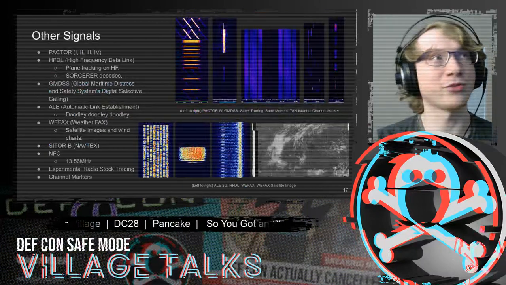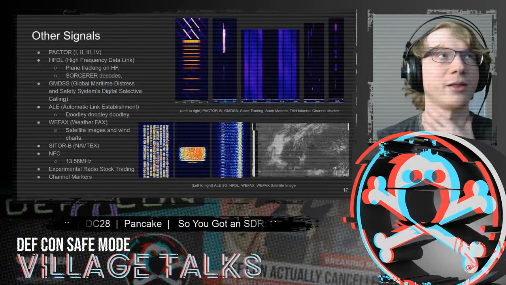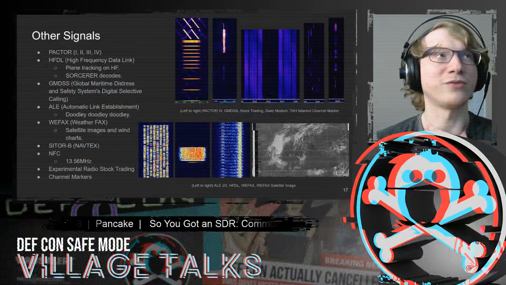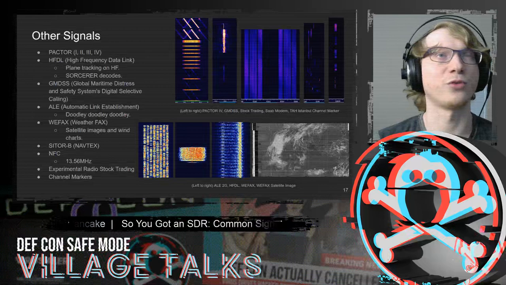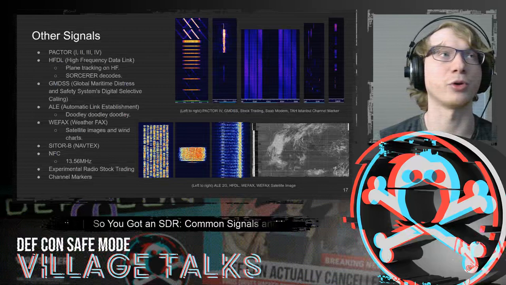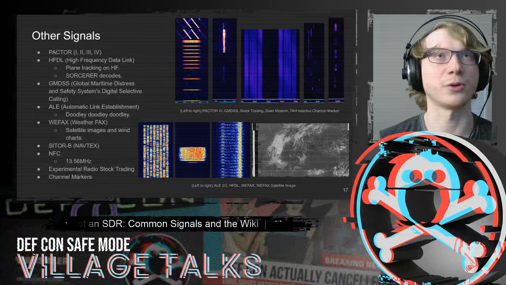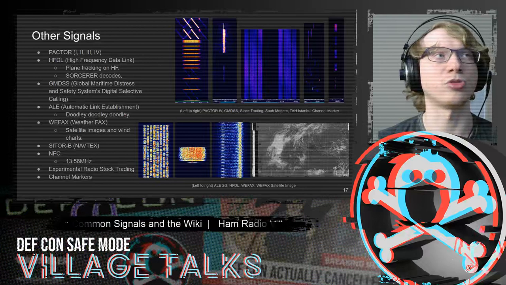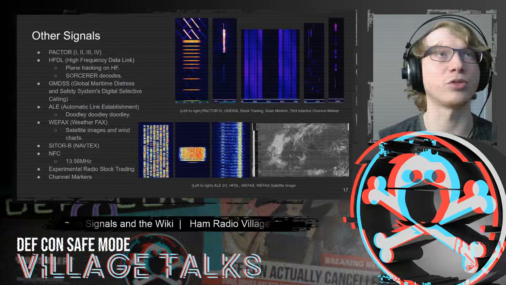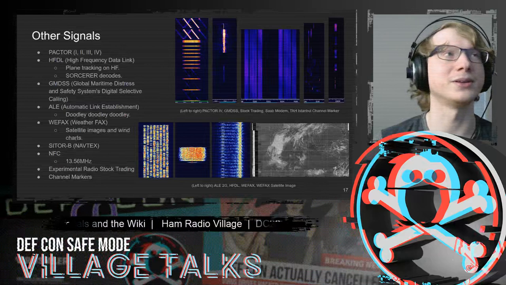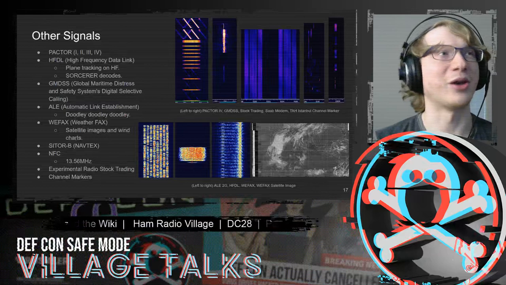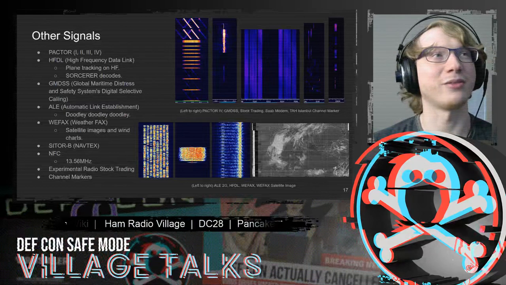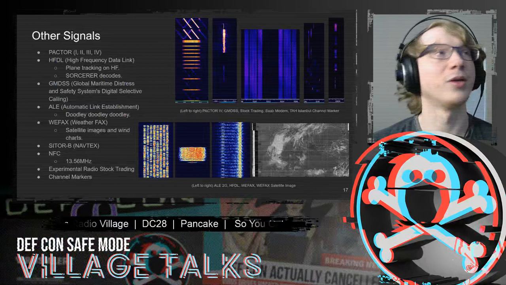There's other signals on HF, of course. Modems, you've got like PACTOR modems. There's also HFDL, which is for planes flying over the ocean. There's a program called SDRangel that's very good at decoding those, and you can get their location and small messages from those. There's GMDSS, which is for boats lost at sea. Well, not really lost, but they're doing things out there. And that's for setting up calls between boats and also if they're in distress.